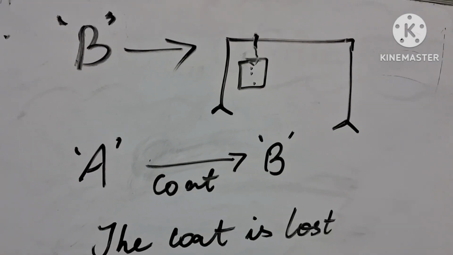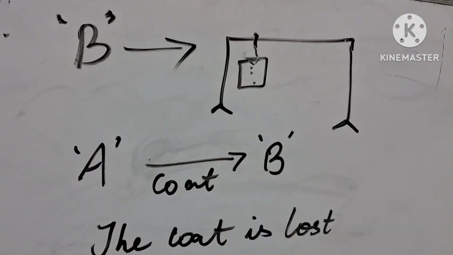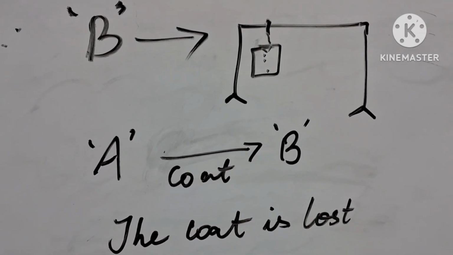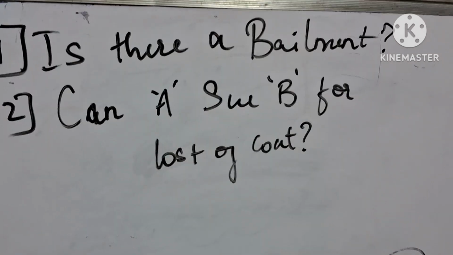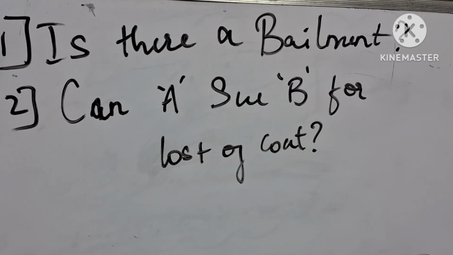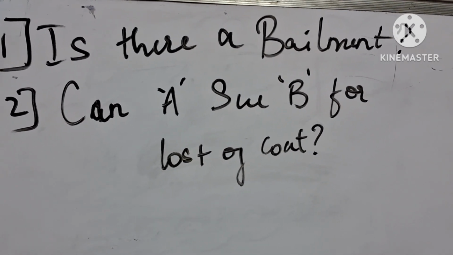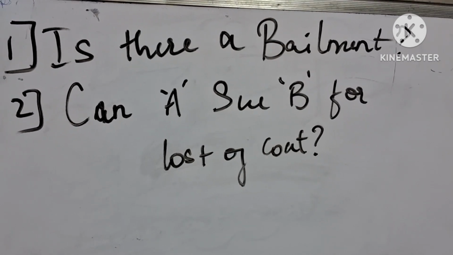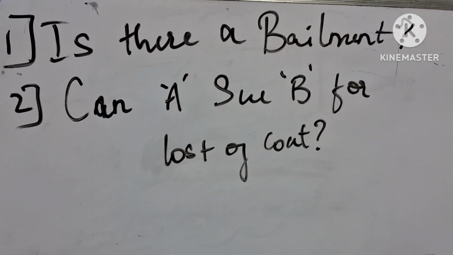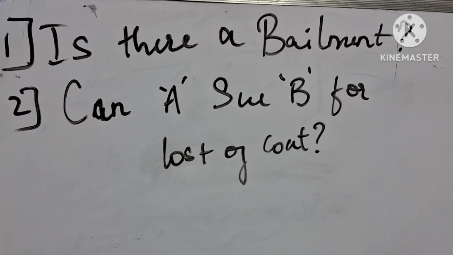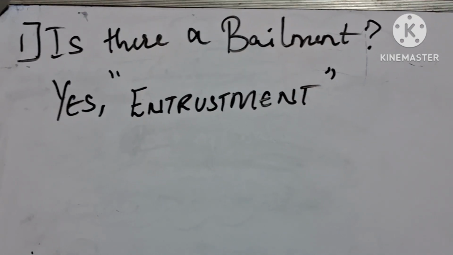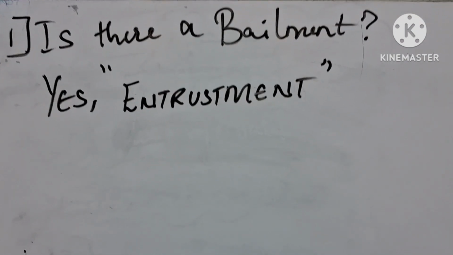Now after the person finishes the dinner, he asks the waiter for his coat, and the waiter states that he lost the coat. Now from this case, two questions arise. That is, was there a bailment contract between the two, that is A and B, between the person who came for the dinner and the waiter, and can A sue B for loss of the coat? So now let us answer the question, is there a bailment? Yes, there was a bailment.